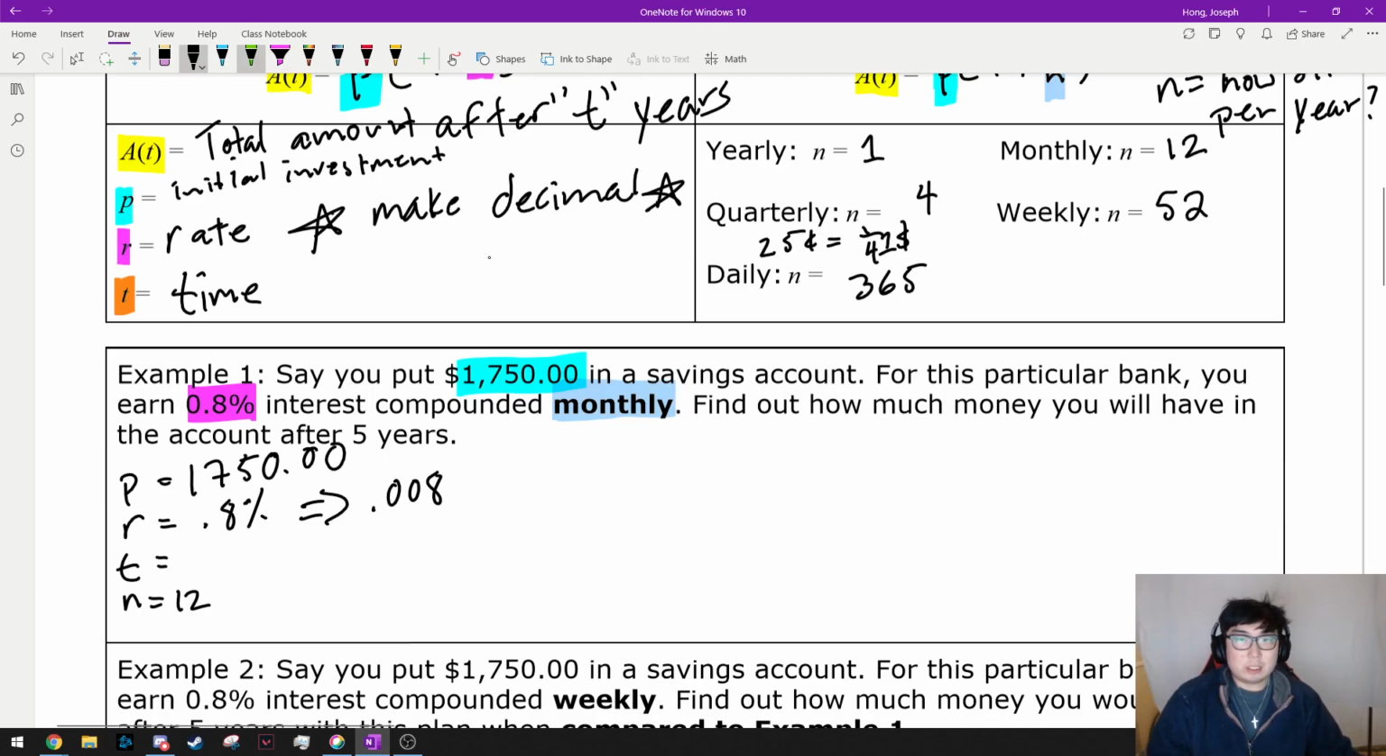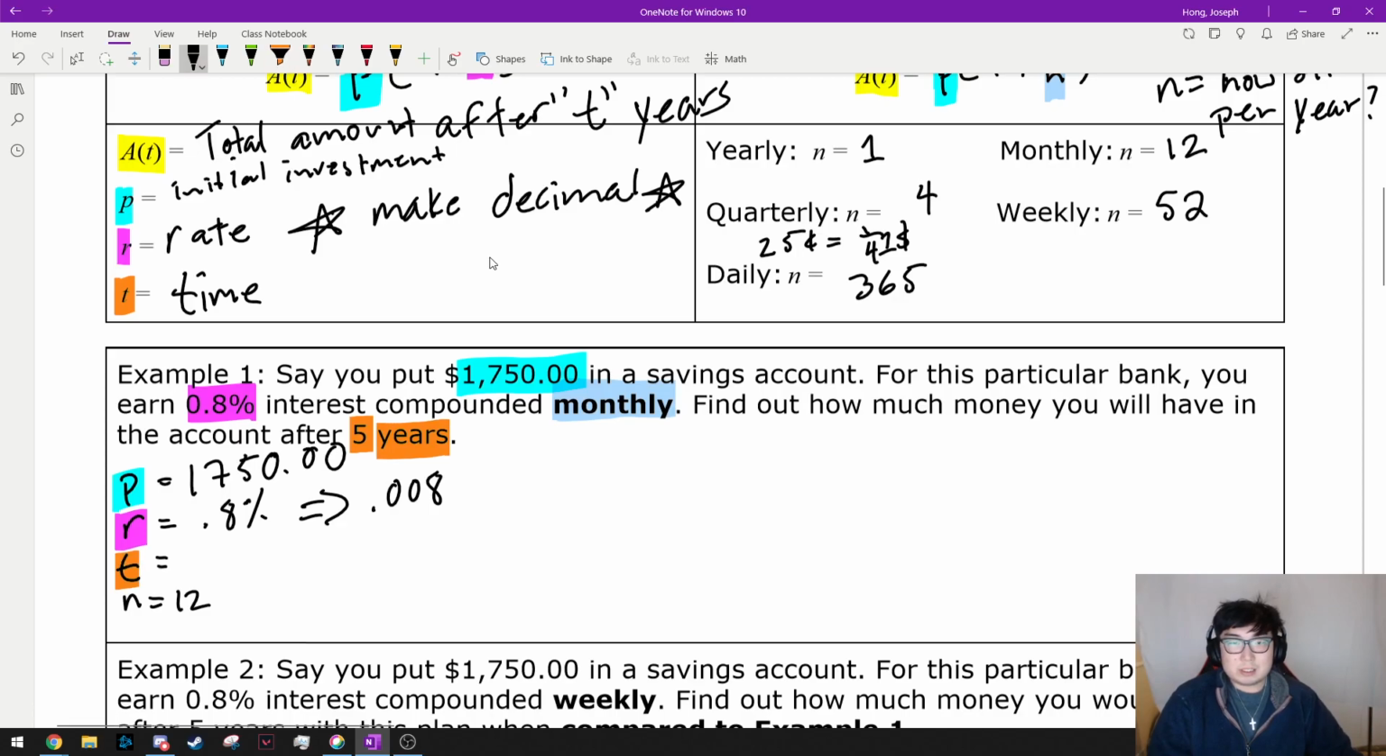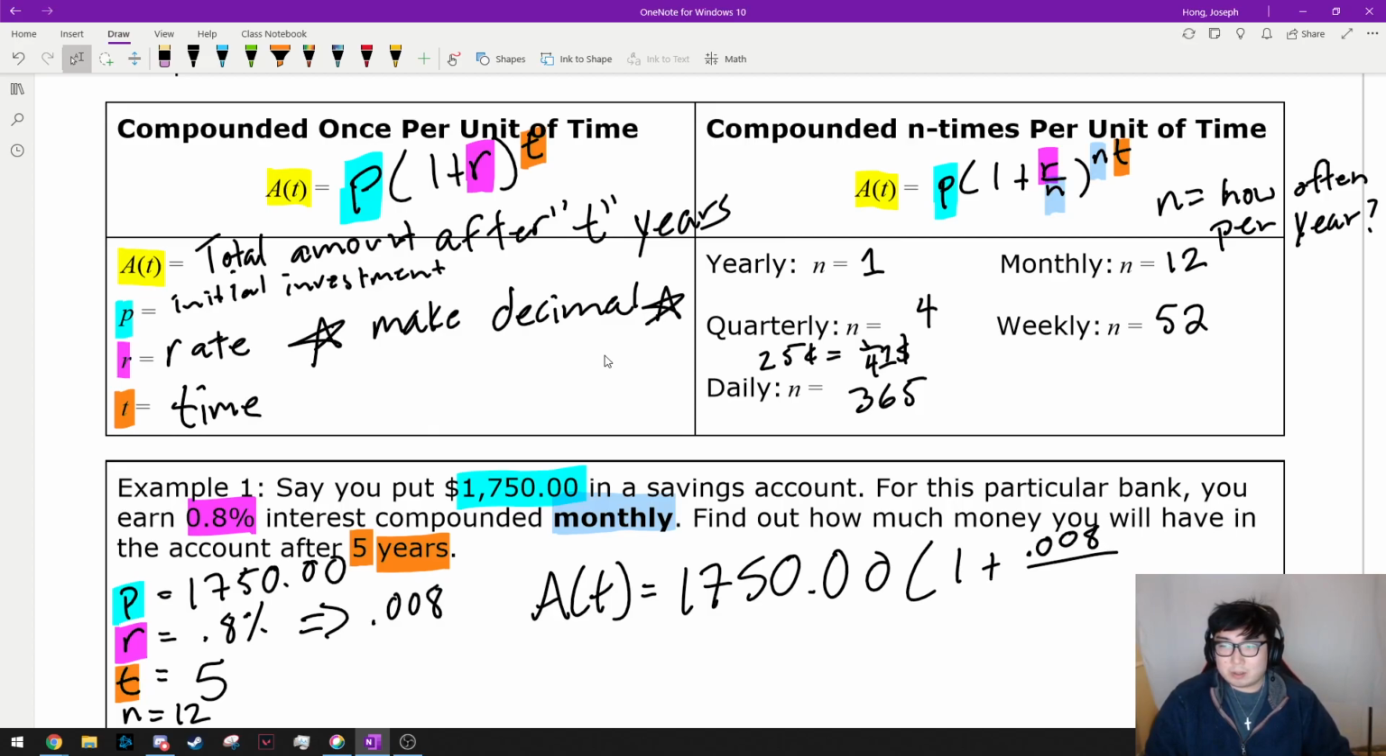If you don't make it into a decimal, you're going to get some crazy number. And the time, let me see. The rate is right here, the principal's right here, the time is right here: 5 years. So time is 5. Let's try to use this equation real quick, which is A, the amount after. I'm trying to find how much money I would have if I put it in my savings account like this. 1 plus 0.008 over 12, to the power of 12 times 5.